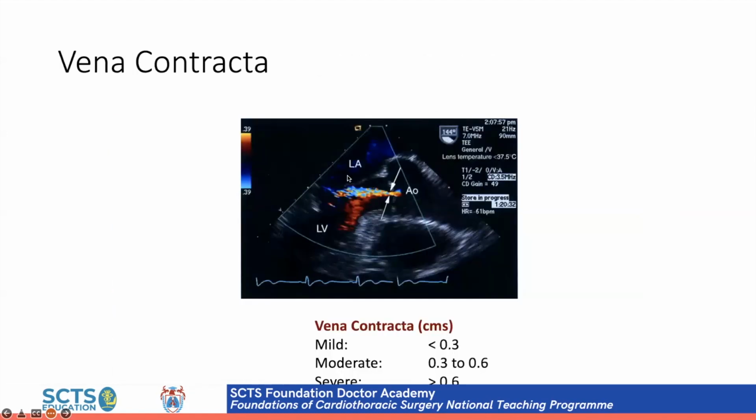We can measure even finer, which is the vena contracta, and that's actually known as the narrowest point of the jet rather than the measurement of the LVOT. It's the narrowest jet width, and anything more than 0.6 is a severe aortic regurgitation.